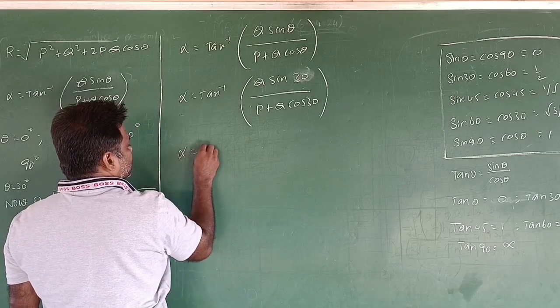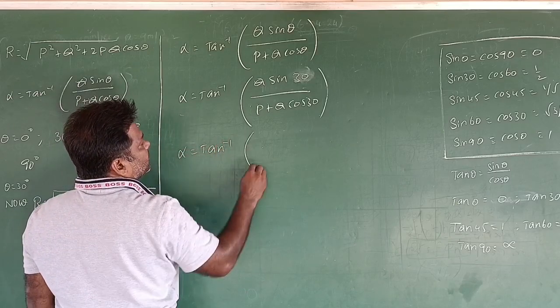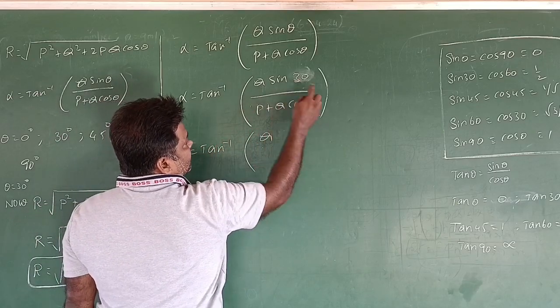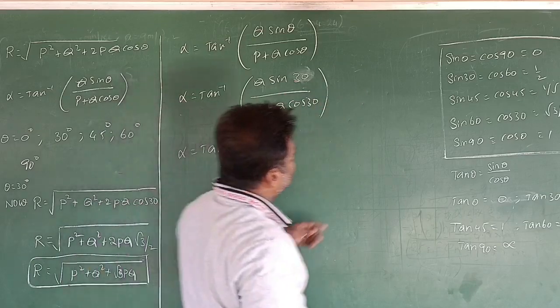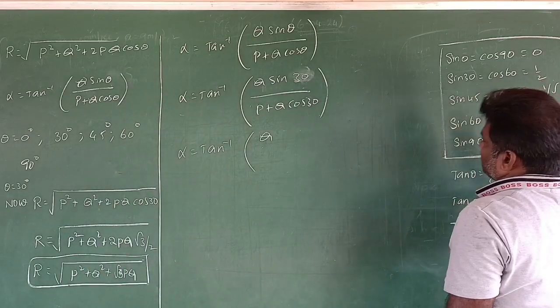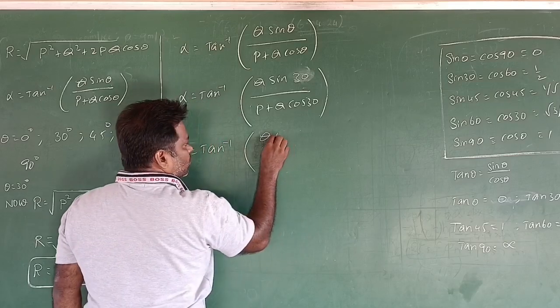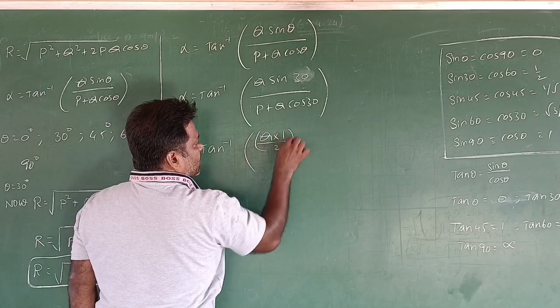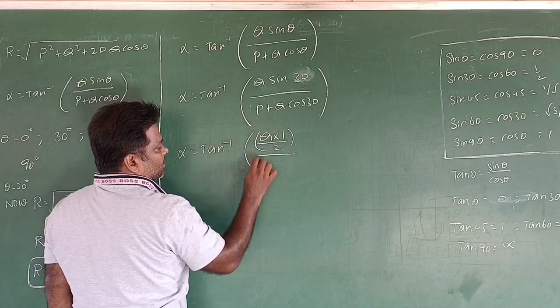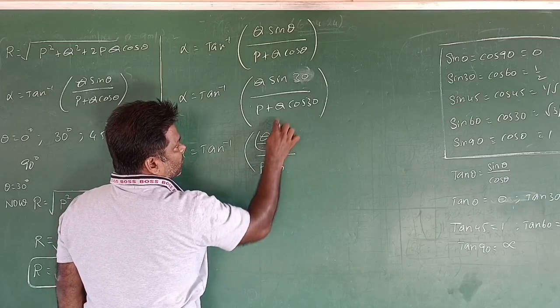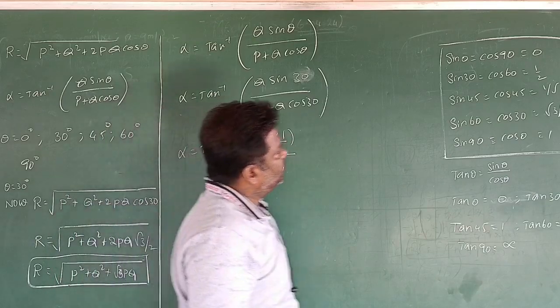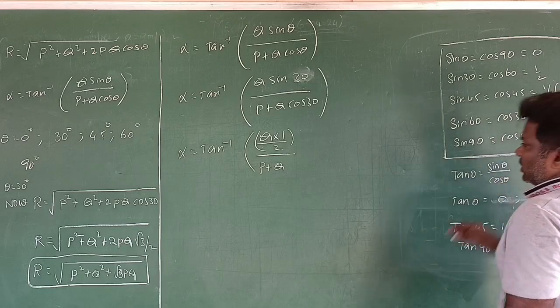Now the calculation. Tan alpha equals Q sin 30. Sin 30 is equal to, not root 3 by 2, but 1 by 2. So Q into 1 divided by 2. This is your numerator. Now the denominator: P plus Q cos 30. What is the value of cos 30? Cos 30 is equal to root 3 by 2.